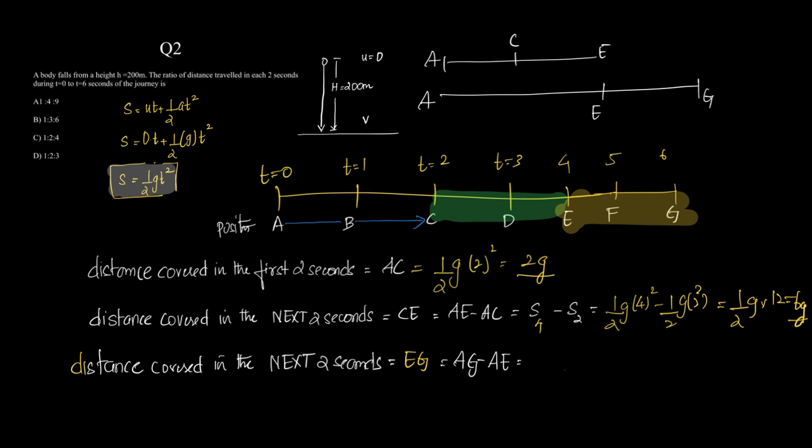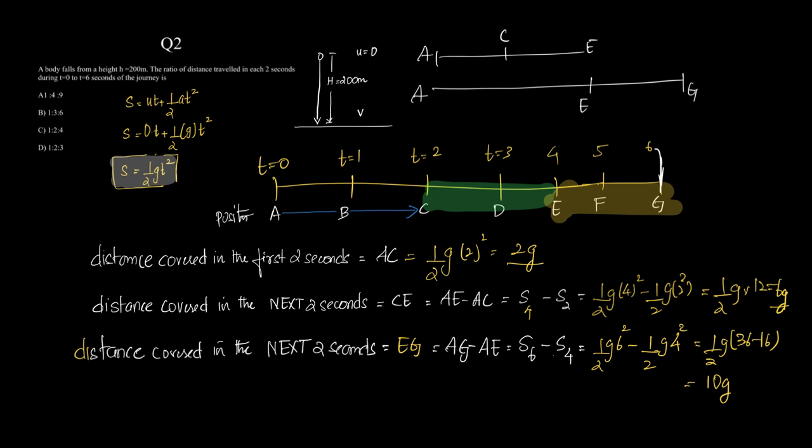What is AG? It's the distance traveled at time t equal to 6. So we're going to write it as S6 minus, what is AE? We already have AE equal to distance traveled in 4 seconds, which is S4. In which case, what do we get? Half into g into 6 square minus half into g into 4 square, right? So this is half into g into 36 minus 16. 36 minus 16 is 20. 20 by 2 is 10. So we have 10g, right?